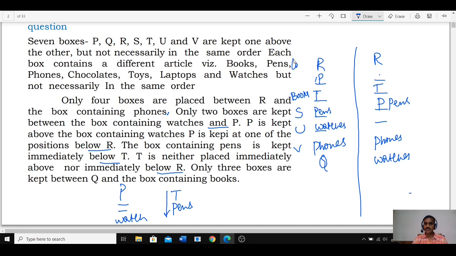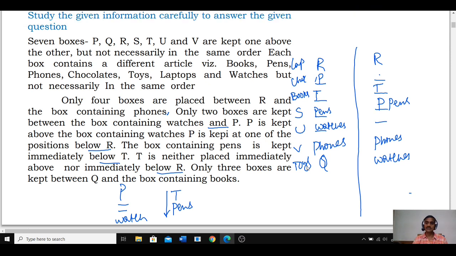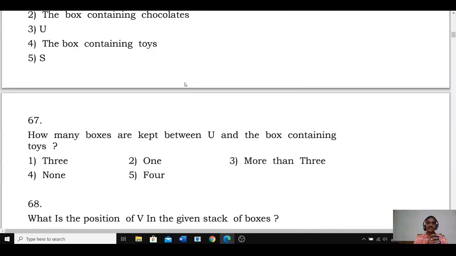ల్యాప్టాప్, chocolate, and books, pens, and this must be toys. Then what is the final order here? RPT, SUVQ, laptop, chocolate, books, pens, watches, phones, and toys. Clear? This is order in which these 7 boxes are placed, stacked one above the other, and each box contains different article as well. Now this is about question number 66 to 70.